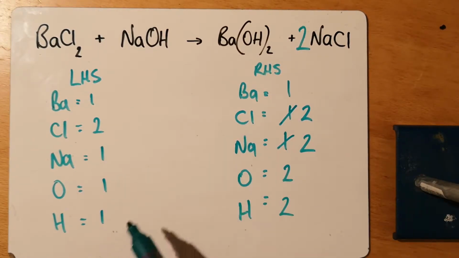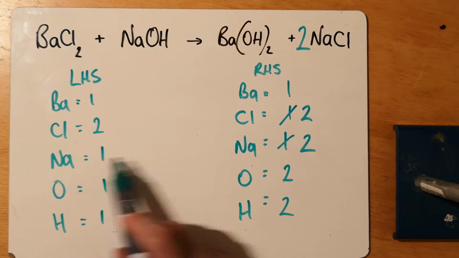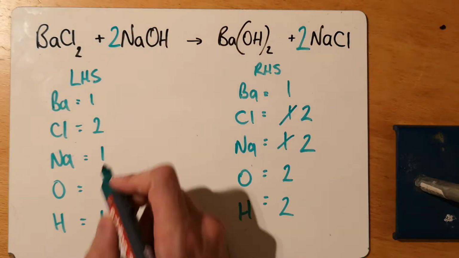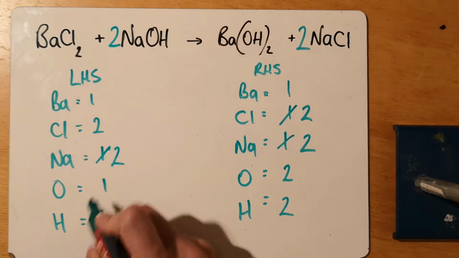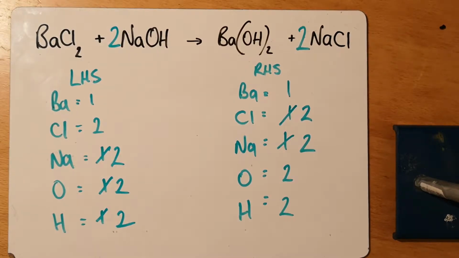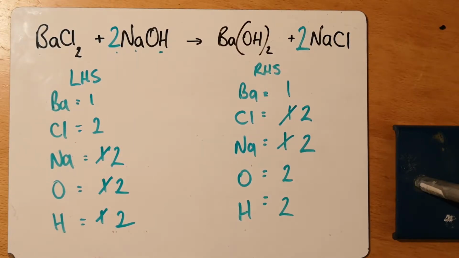Now my bariums and chlorines are balanced. I've now unbalanced my sodiums, so I'm going to go back over and sort my sodiums out. 1 needs to get to 2, so I'm going to do the same thing and put a 2 in front of there. Which is going to change my sodium, but it's also going to change my oxygen and my hydrogen, because that 2 counts for everything in the molecule. And then I can see that it's actually become balanced. That sometimes happens like that. Something quickly goes.